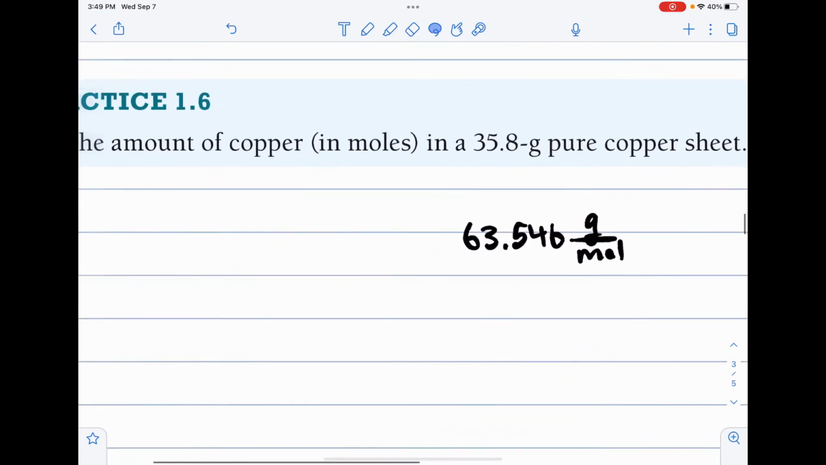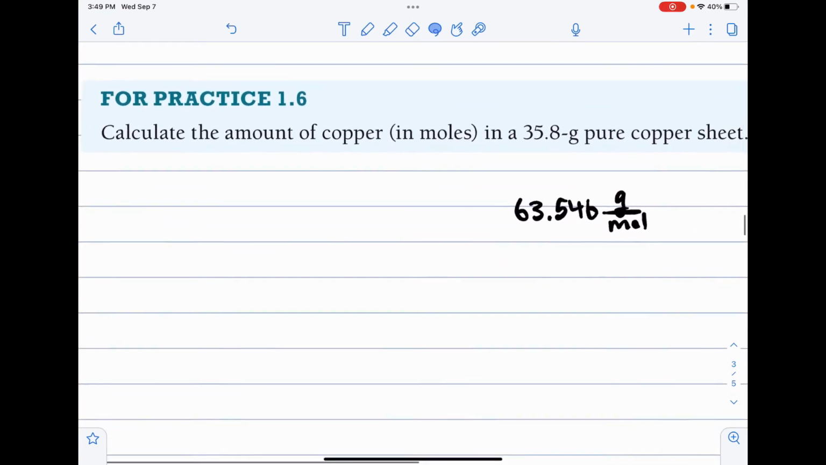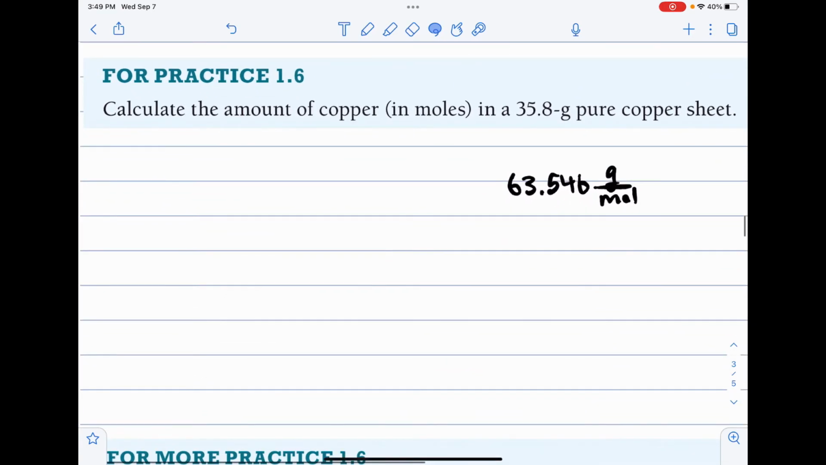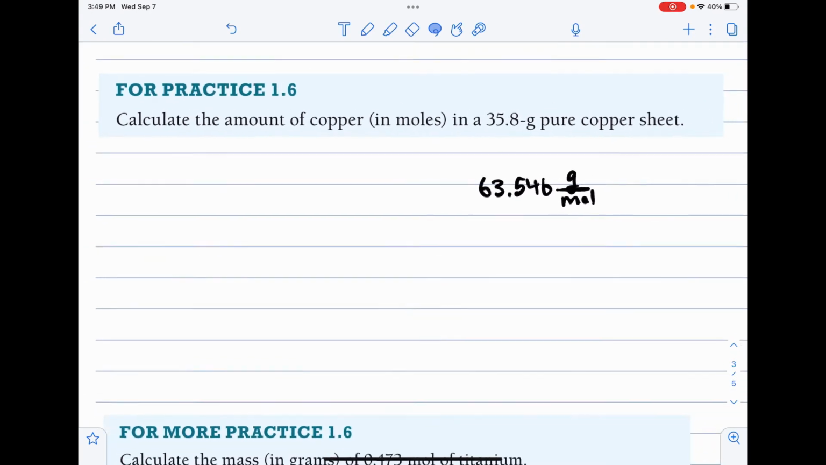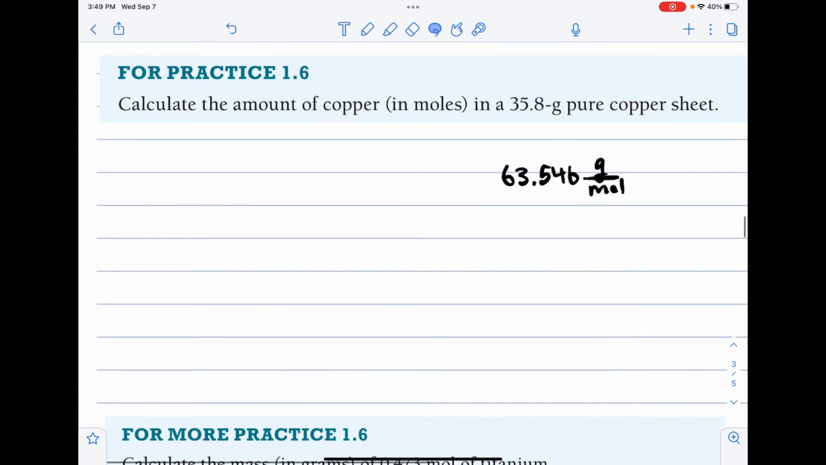So now we have two numbers. And notice that you don't get the number in the problem, you have to go searching for it in the periodic table. How can we multiply or divide these two numbers to get moles on the top and grams to disappear? Well, right now moles are on the bottom here in this grams per mole, so we're going to have to divide it to reverse the fraction.